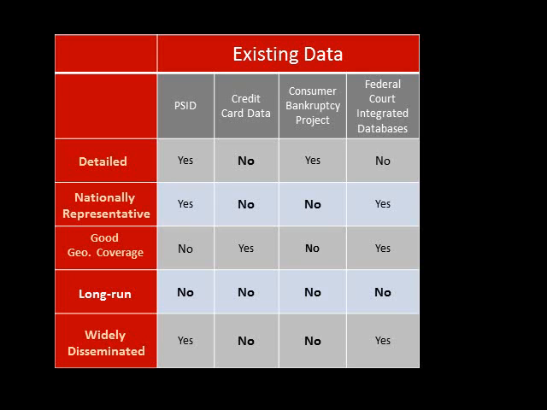So, as shown in the table, the existing data are far from ideal. Right now, there are 4 main sources of data: the Panel Survey of Income Dynamics, data on credit card holders, survey data, and case file data from the Consumer Bankruptcy Project and from the federal court integrated databases. As you can see here in the table, none of these data sources has all of the desirable or ideal characteristics.